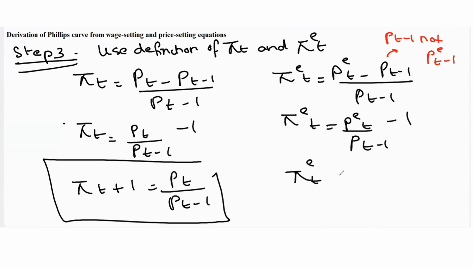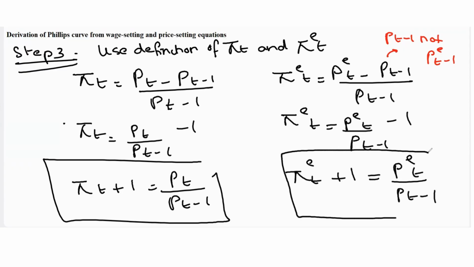And then you can write this as 1 plus π^e_t is equal to P^e_t by P_t minus 1. And this P_t by P_t minus 1 is what appeared on the right hand side of the equation in which we divided both sides by P_t minus 1. So now we will just substitute P_t by P_t minus 1 with 1 plus π_t on the left hand side of that equation we had in step 2, and P^e_t by P_t minus 1 with 1 plus π^e_t.